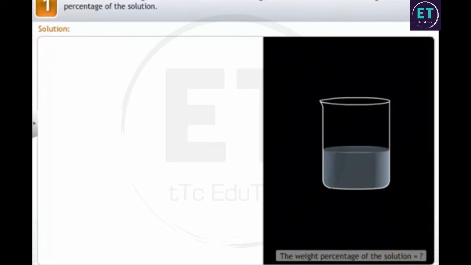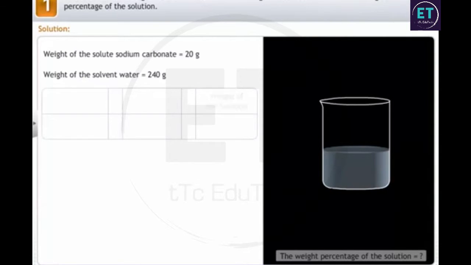In the given problem, the weight of the solute, sodium carbonate, is 20 grams. The weight of the solvent, that is water, is 240 grams. We know that the weight of the solution is the sum of the weights of the solute and the solvent. Let's use this formula to solve the problem. The weight of the solute is 20 grams and the weight of the solvent is 240 grams. Therefore, the weight of the solution is equal to 260 grams.